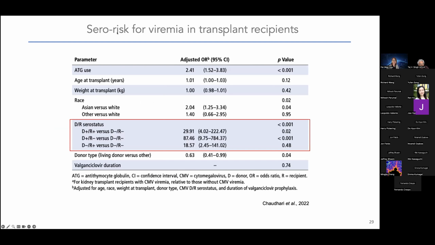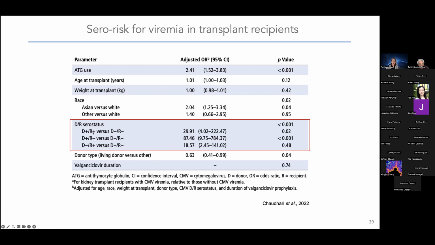Briefly, serostatus risk for viremia is a really important risk assessment for patients about to go through organ transplant surgeries. You can see here D for donor, R for recipient. The baseline is those double negative for CMV serostatus, which means they are very unlikely to have viremia or infections after the surgeries. But for those patients who were recipient negative but donor positive, you can see the odds ratio is really high. They have a very high chance of getting CMV viremia.